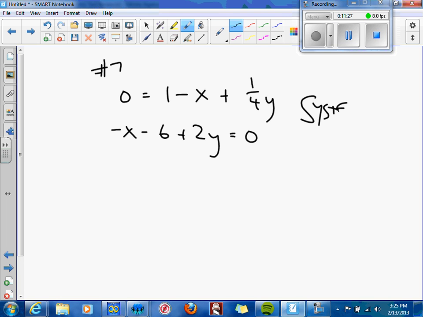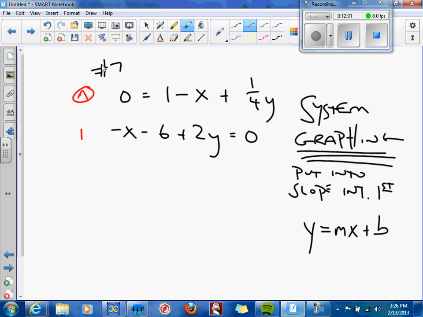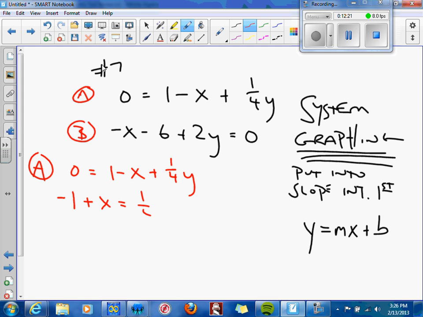Are we graphing? So I want to put it into slope-intercept form first. That means y equals mx plus b. So 0 equals 1 minus x plus 1 fourth y. I'm going to put this as negative 1 plus x equals 1 fourth y. Are you all right? Subtract 1, subtract 1.